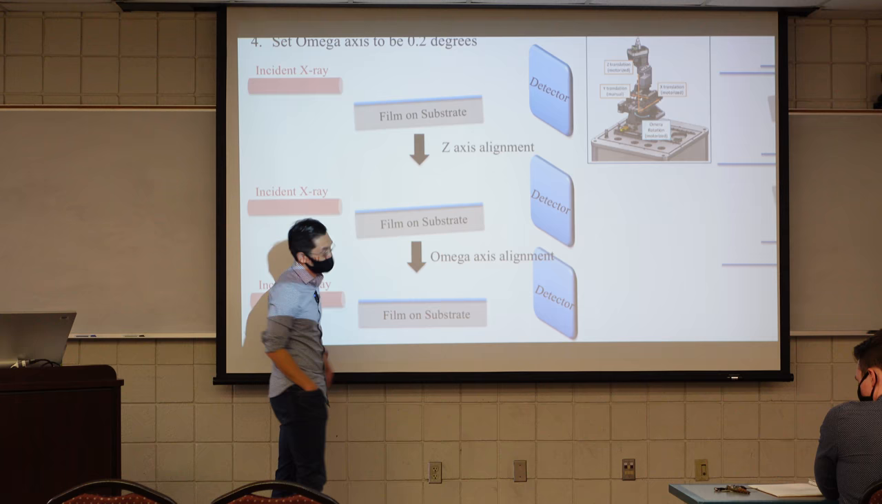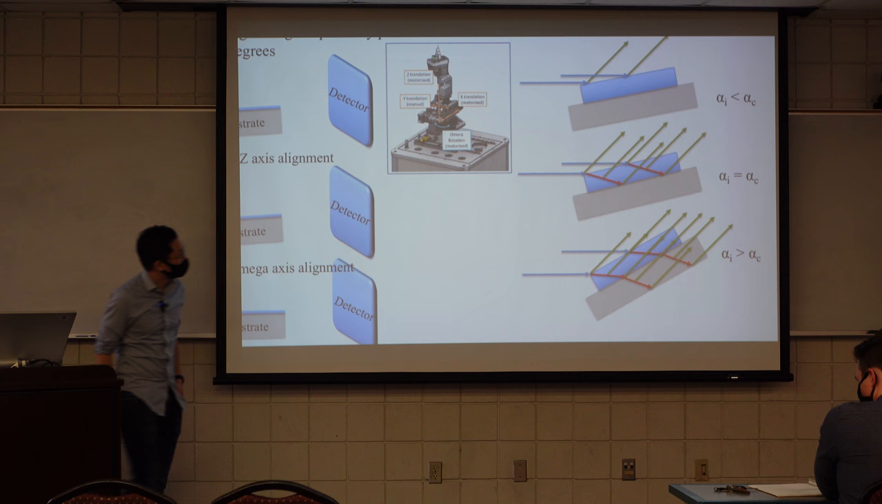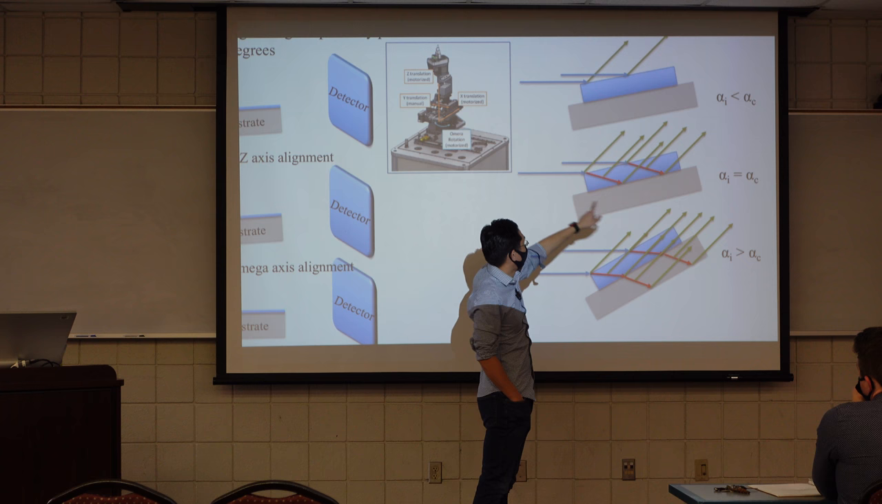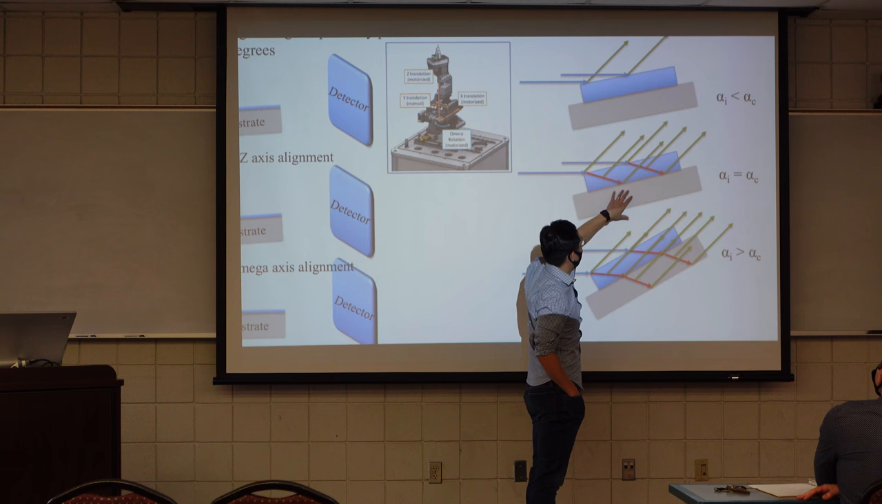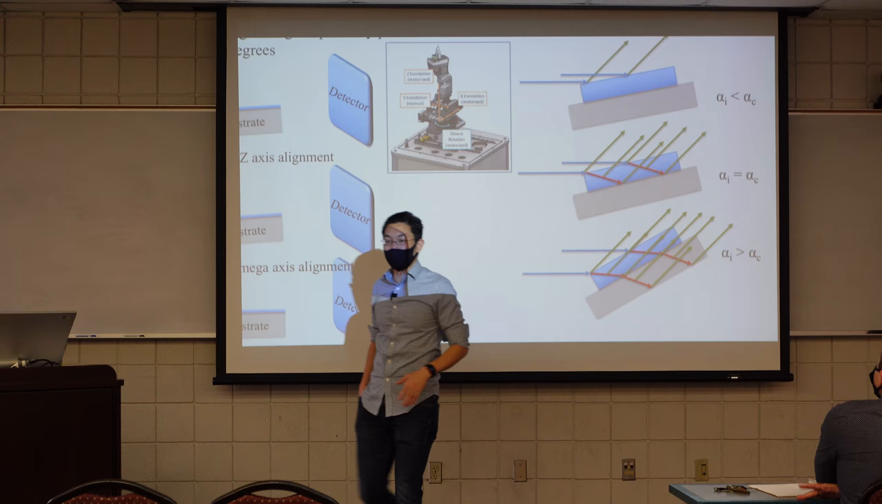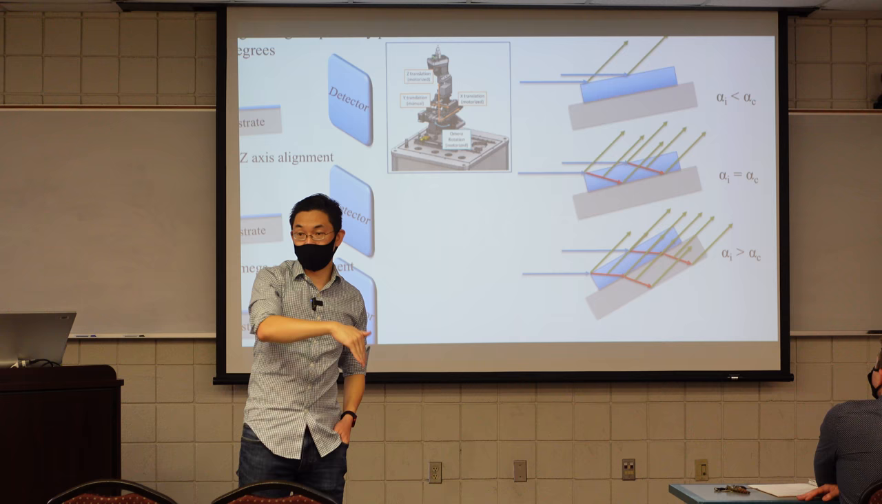Okay, so that's what we do here. It's all taken care of by the software, so you don't need to worry too much. We're going to go through more in the reflectivity measurement, but here is an example. When the beam comes in past something called the critical angle, it starts to go into your sample. But if it's below the critical angle of the substrate, it will be reflected. So what is this critical angle? That's the angle you need to be above for the beam to penetrate into the film.